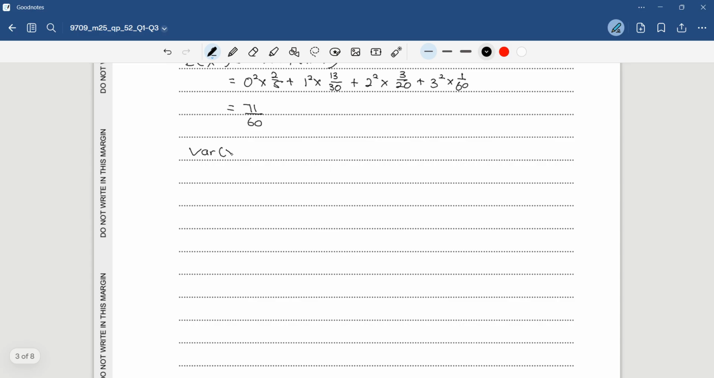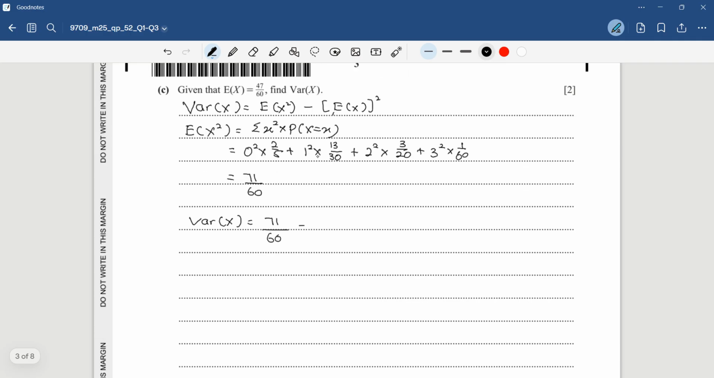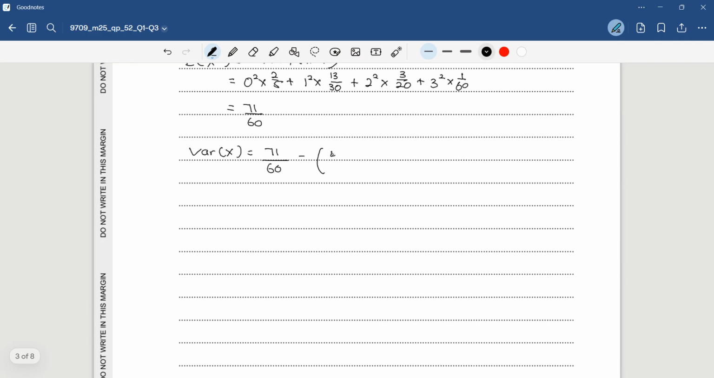Therefore the variance of X will be 71 over 60 minus (47 over 60) squared. Okay, so you'll get 2051 over 3600, or you can write it in 3 significant figures as 0.570.